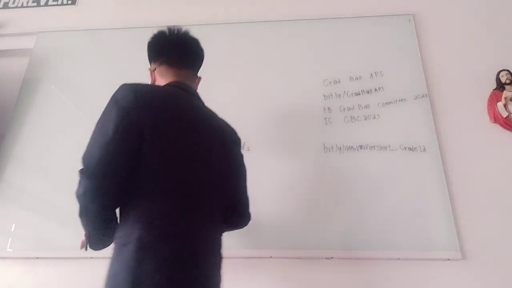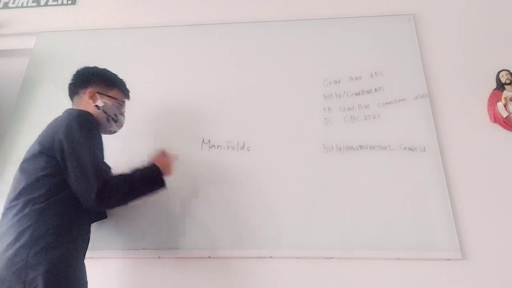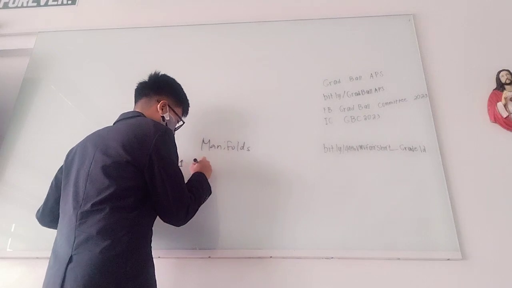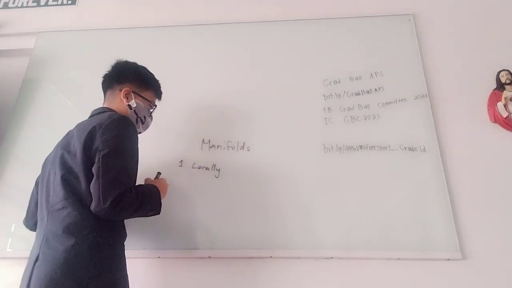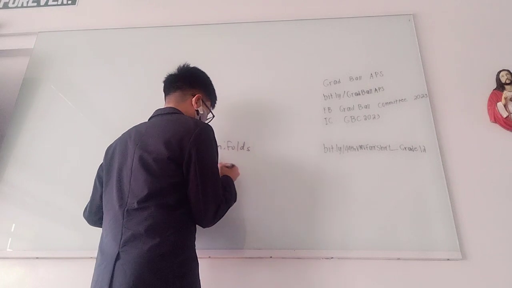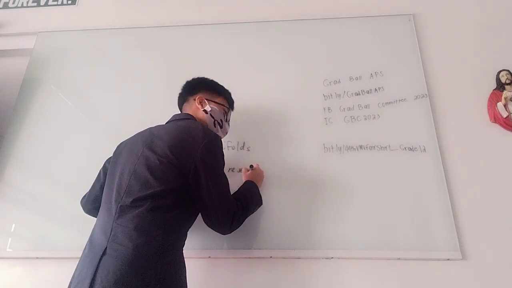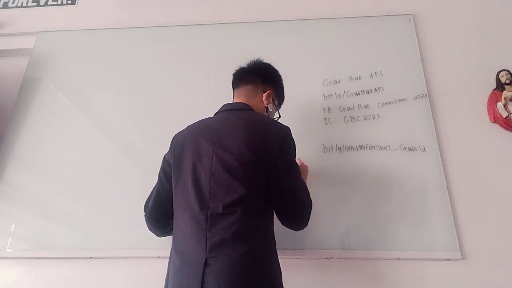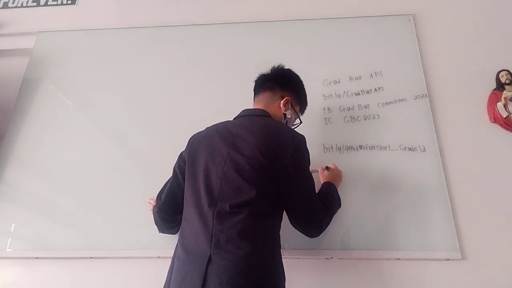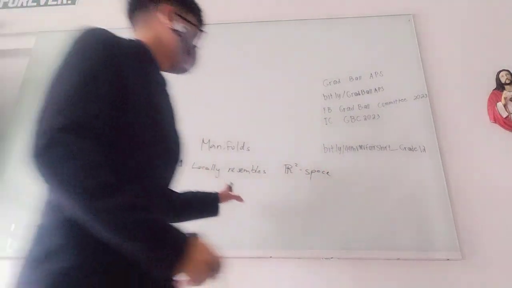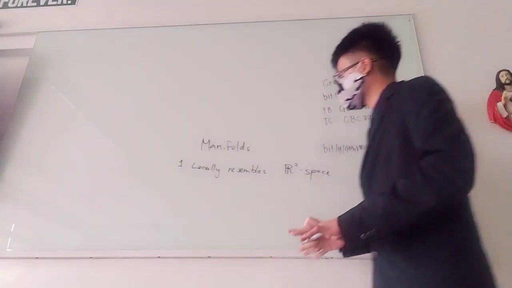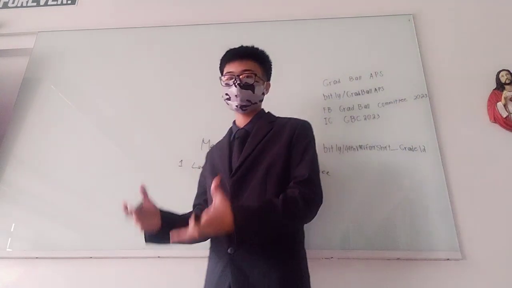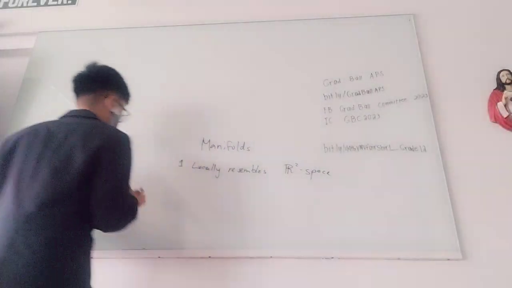In fact, the real definition of a manifold is that a characteristic is that it locally resembles R2 space. So in reality, if we zoom in on the surface of a manifold, we should be able to see a flat surface. And that's an example of why a sphere is a primary example of a manifold.